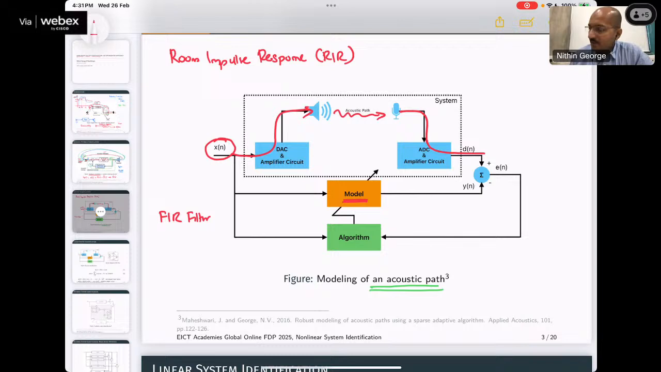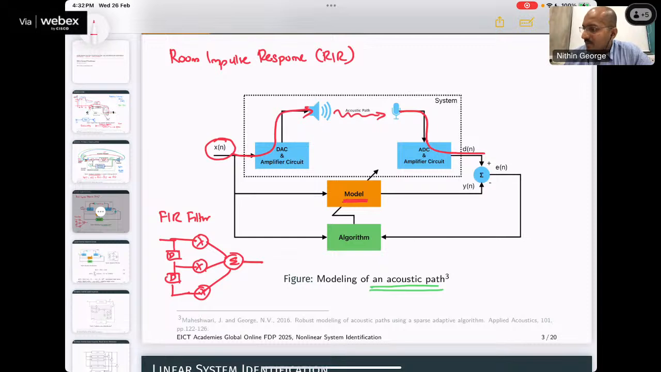Simple FIR filter in the sense I can have some delay over here, and some multiplier over here, some adder over here, delay. This can be your model. Model can be a simple FIR filter. Model can be a neural network. Model can be a spline filter. Understood? So many different types of models can be used.